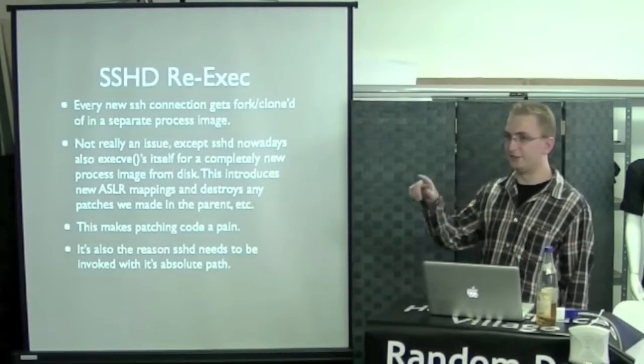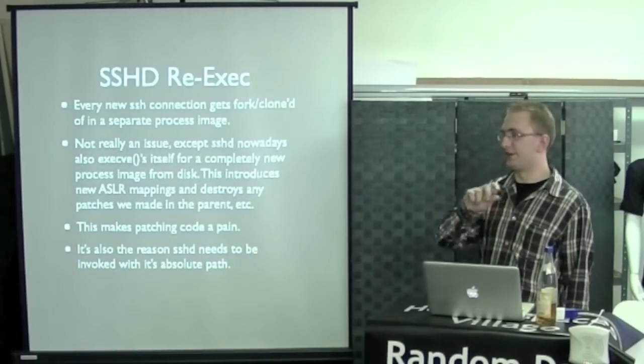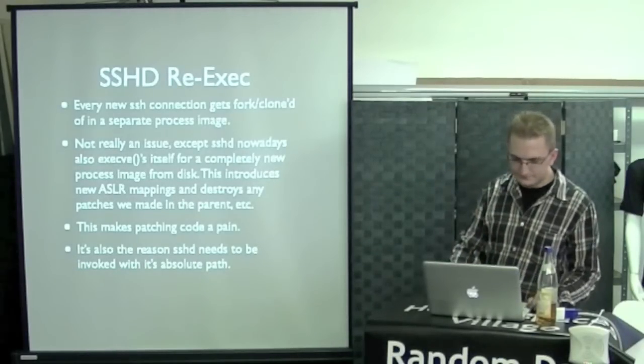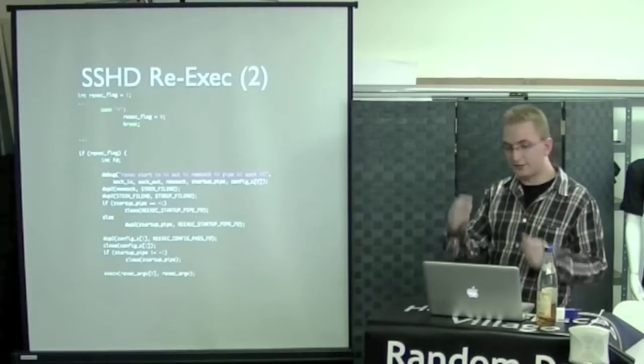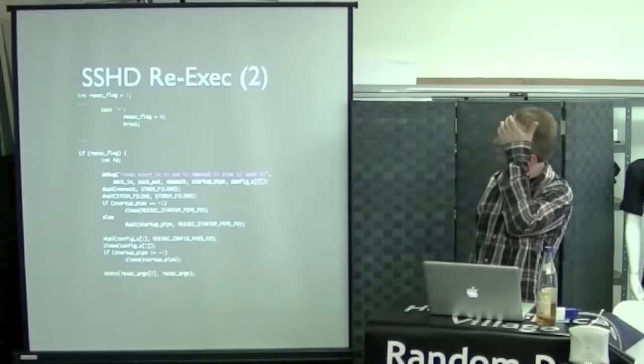So if you have the exact fee equal, the first argument will be user has been SSHD rather than SSHD or whatever. So let's look a bit at how re-execution is implemented.